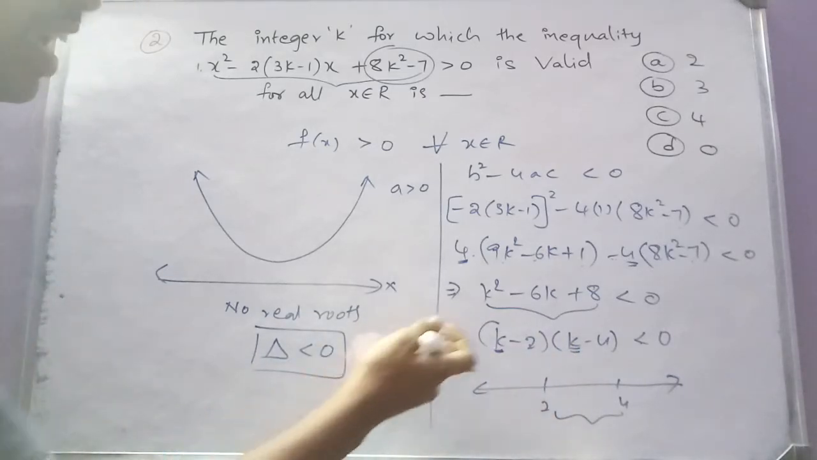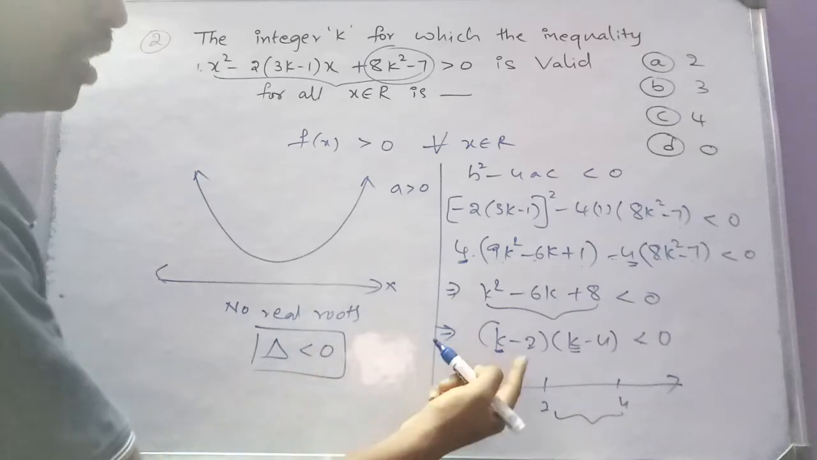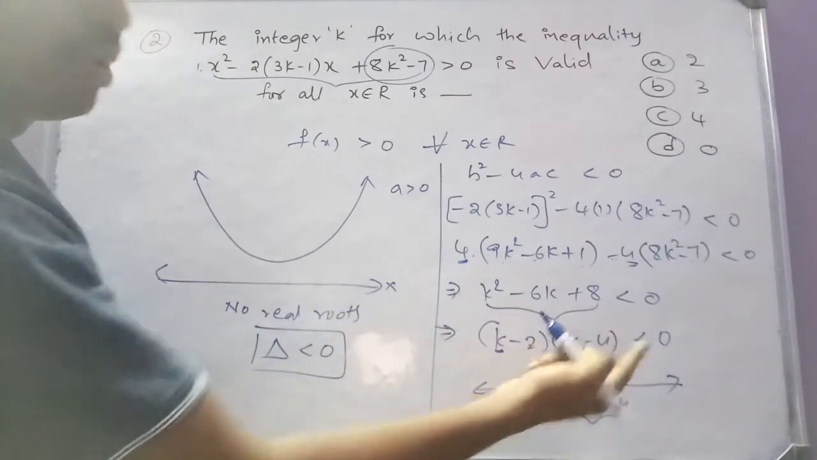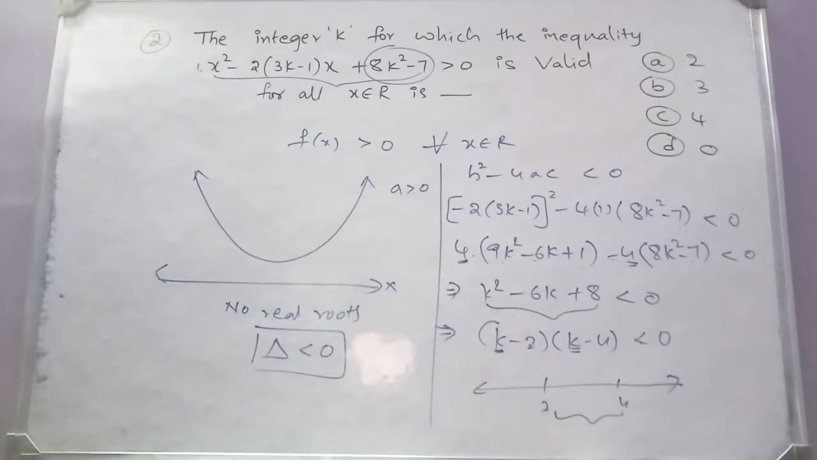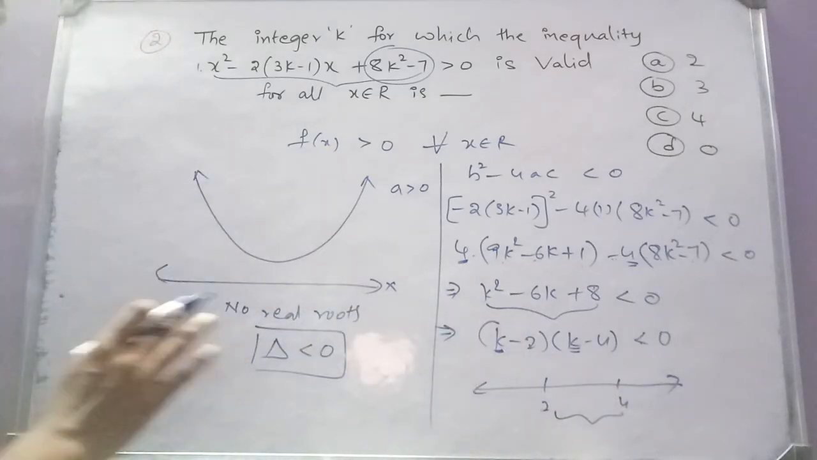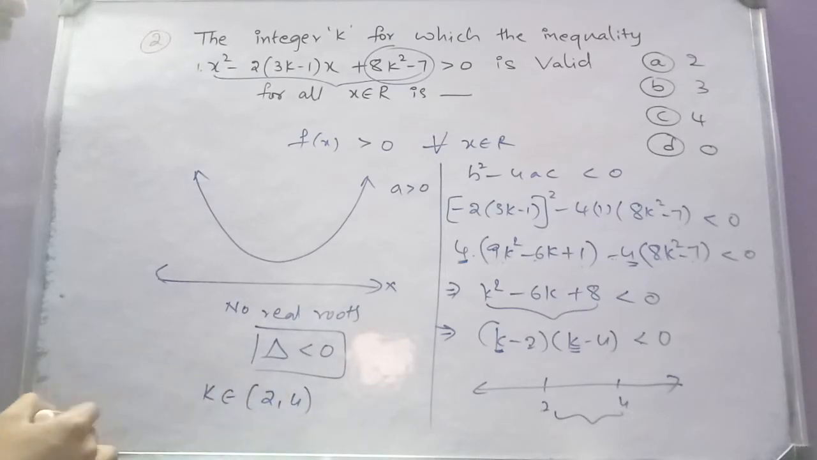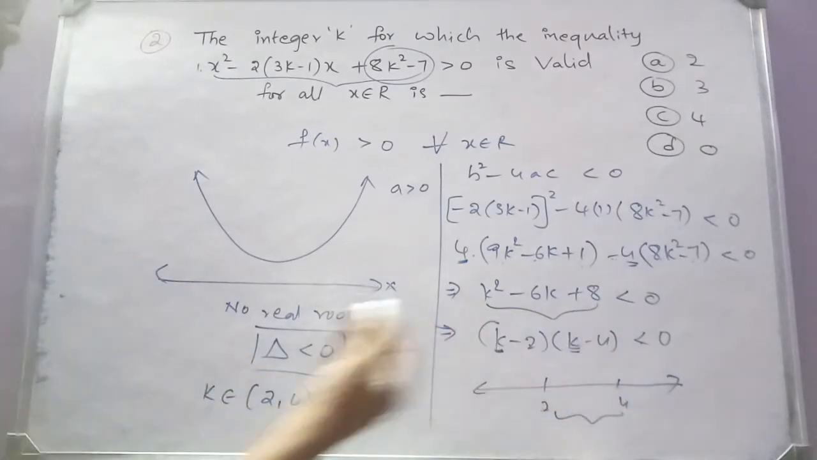So the k square coefficient is positive, and the zeros are 2 comma 4. Since the inequality is less than symbol, I will take the values between 2 and 4. So that means I can say that k belongs to the open interval 2 comma 4, because the equality symbol is not there.